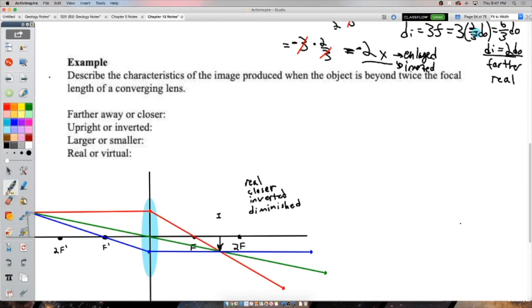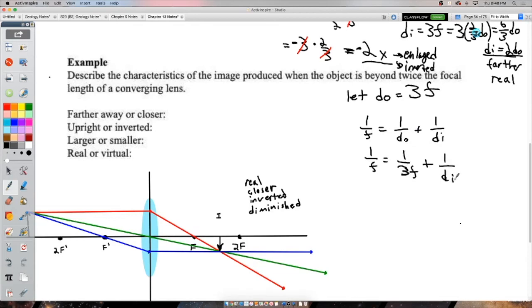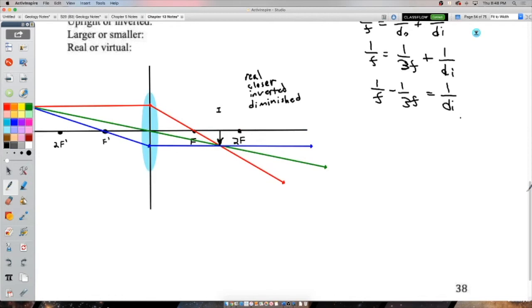Okay, so pick a number. Let's say 3f. That's beyond twice the focal length. So let DO be 3f. Okay, then that equation becomes this. So DO becomes 3f, right? And then again, we need a common denominator.